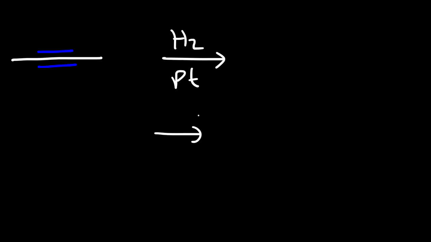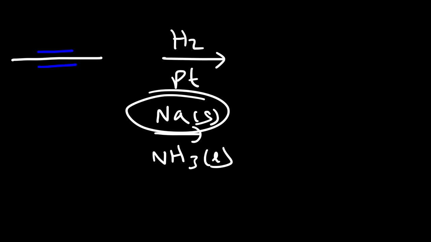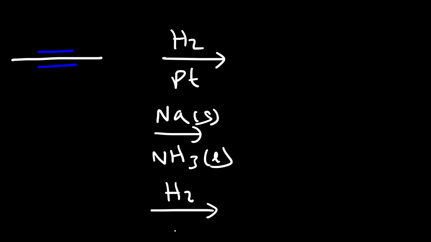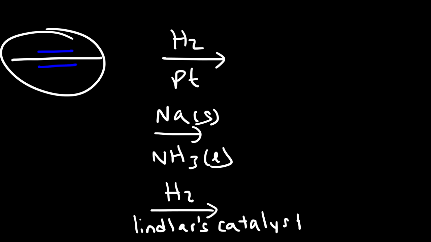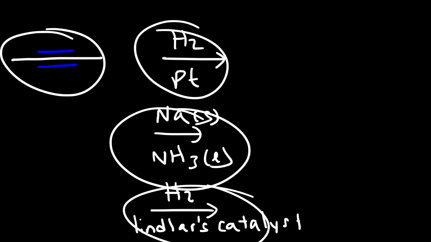Now let's start with an alkyne, 2-butyne. What's going to happen if we react it with hydrogen gas and a platinum catalyst? And let's compare that with sodium metal and liquid ammonia. Now, if you see lithium metal, it will have the same effect as sodium metal because they're both alkali metals. And also hydrogen gas with something called the Lindlar's catalyst. So using the same reactant, what products will we get using these three different reagents?